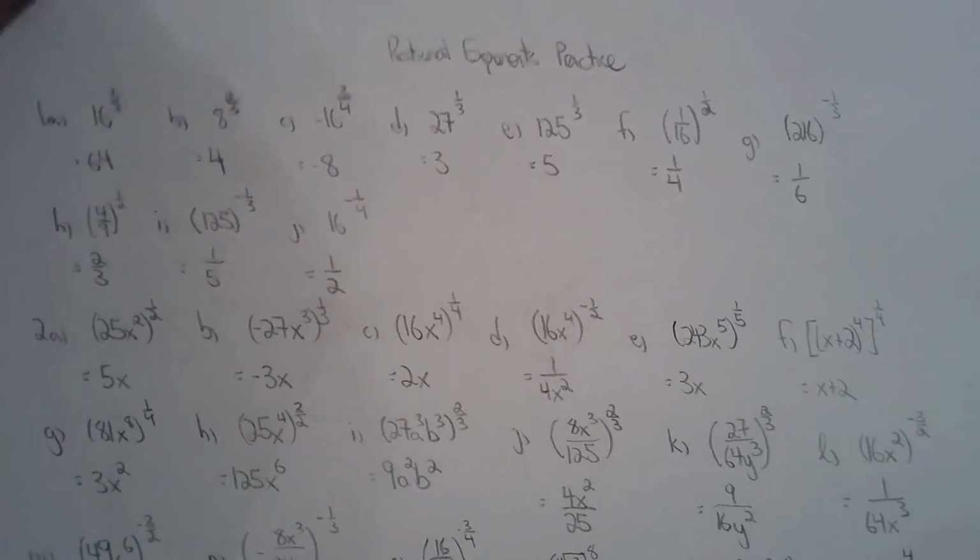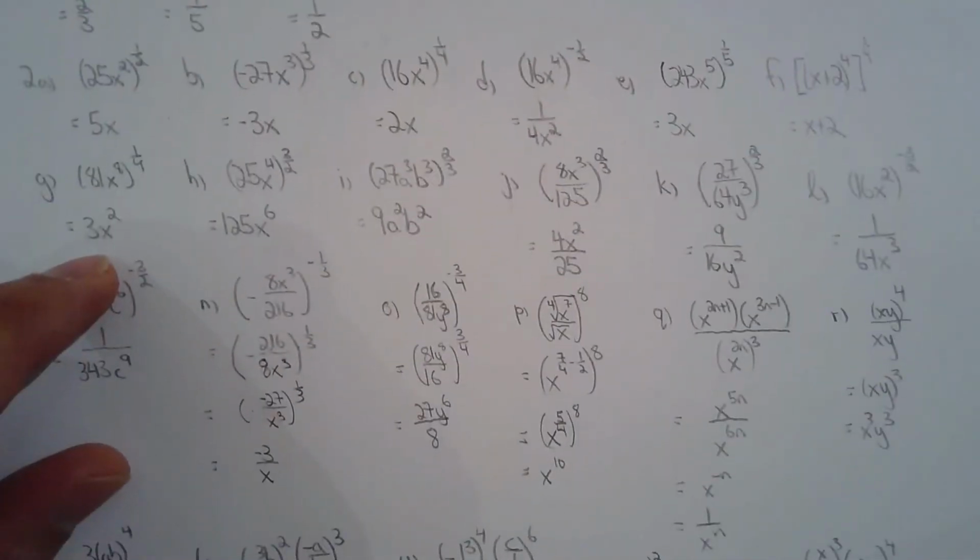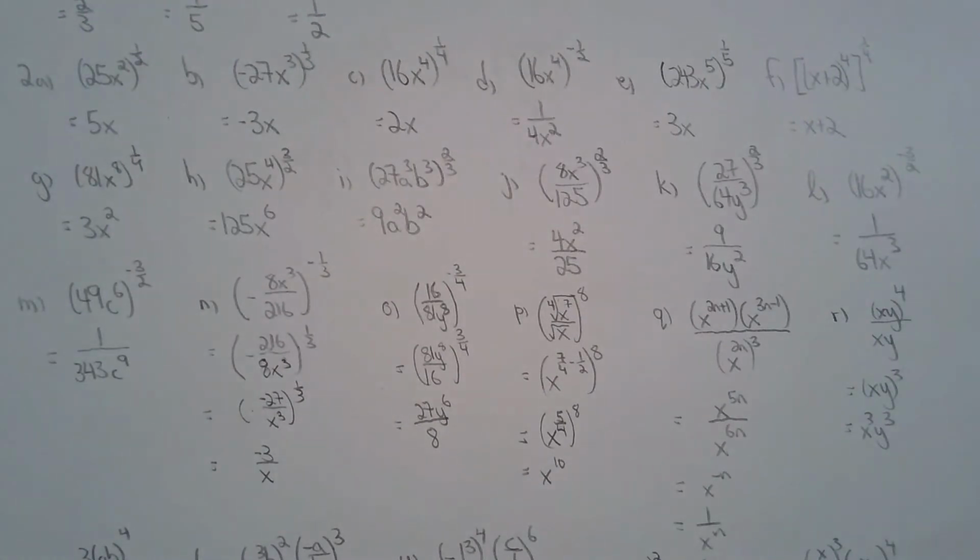For question 2, let's see. Not much to say, same idea. The denominator tells you the root, the numerator tells you the power. These questions are relatively straightforward because I don't see many radicals, except for p.